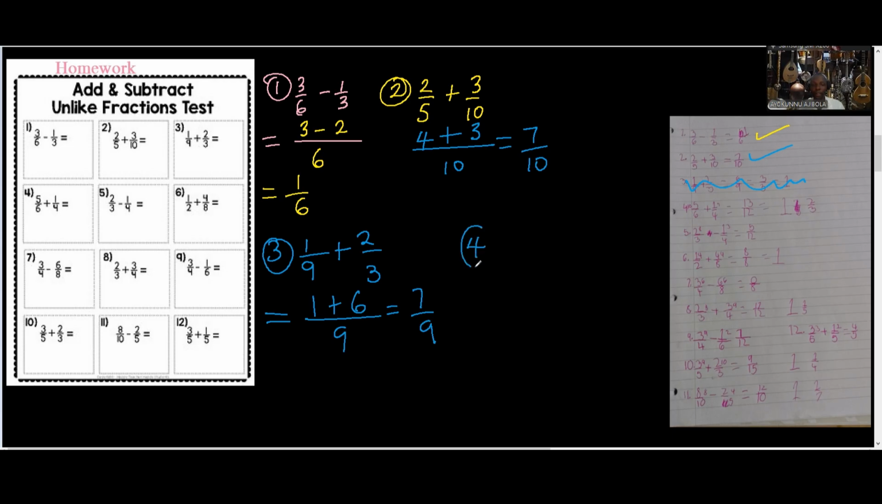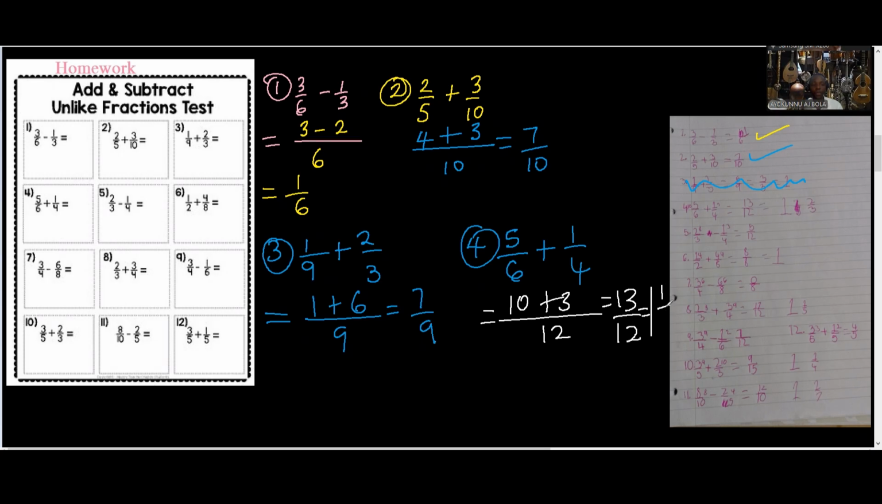But let's continue. Number 4. 5 over 6 plus 1 over 4. So showing the next step, the LCM is going to be 12 because it's a multiple of 6 and it's also a multiple of 4. So 6 and 12, that's 2. 2 times 5, that's 10. And 4 in 12, that's 3. 3 times 1, that's 3. So you get 13 over 12, which is correct with what you have gotten.